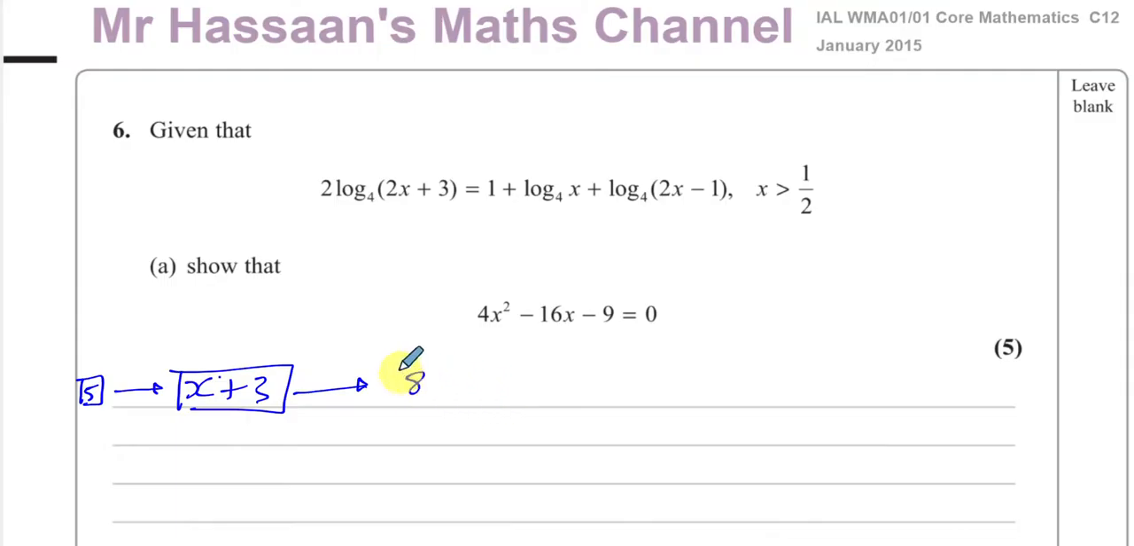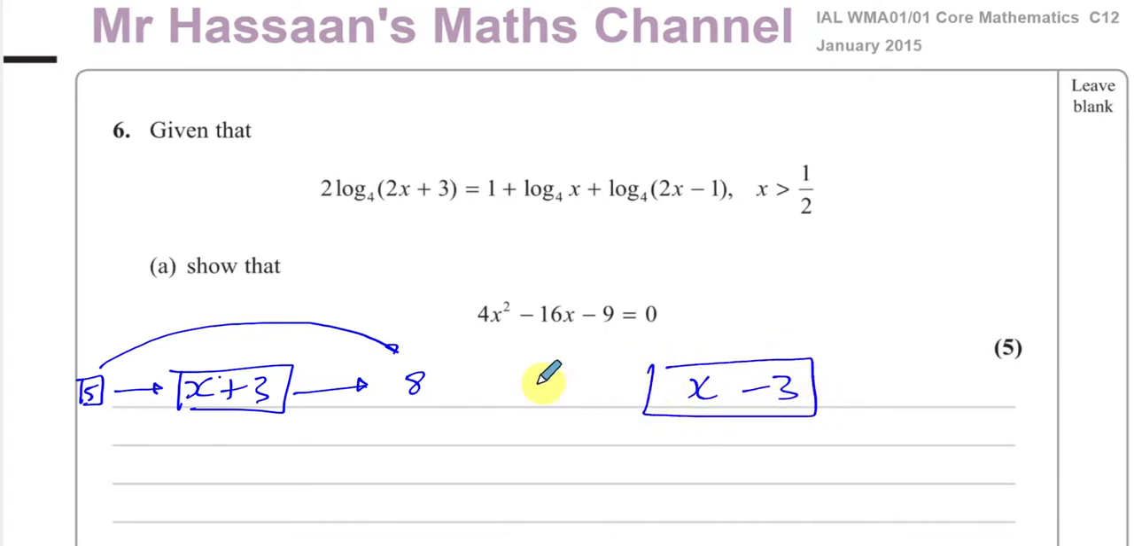Now, going this way, what do I have to do to get the 8 back to a 5? I have to do the inverse. The inverse operation is taking x and subtracting 3. So if I start with 8, put it into here, I'm going to end up with 5, what I started with. So this is the inverse. Subtraction is the inverse of addition.